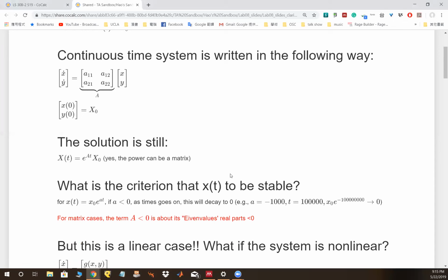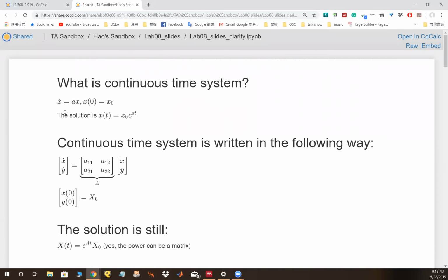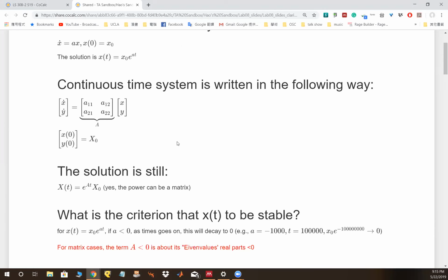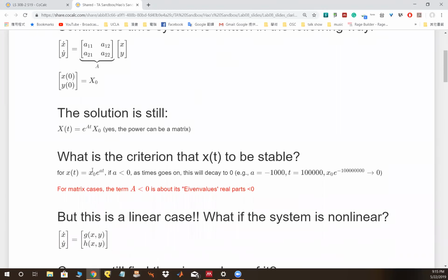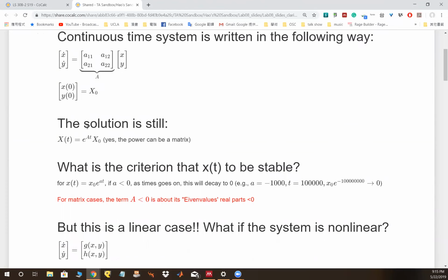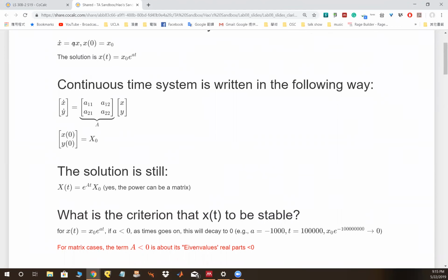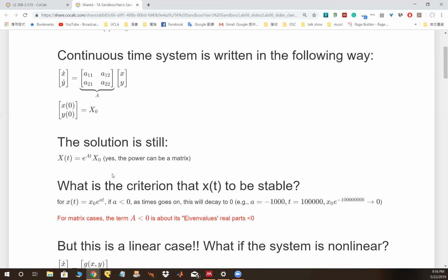The main point today is, if we want to make sure these x and y will not go wild, and will somehow converge to one equilibrium point, what is the criterion? Let's first talk about the scalar case. If we have the equation x dot equal to ax, then in order to make sure that after a long time x will go to one equilibrium point and stay there, the value of a has to be less than 0.